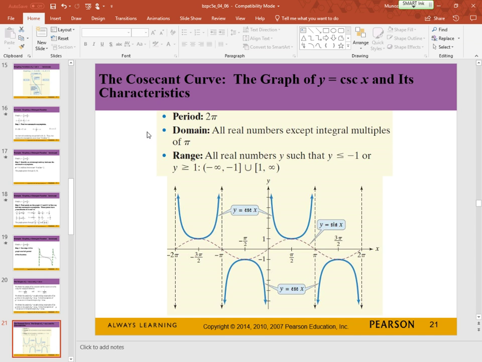Cosecant period is 2 pi. That makes sense, doesn't it? Because it's the reciprocal of sine, therefore it should still have the same period. Domain is all numbers except for those intervals of pi where you get that asymptote. And the range is going to be all real numbers except where the sine function kind of is. If sine had an amplitude or a range of some sort, that would be the gap for the cosecant.